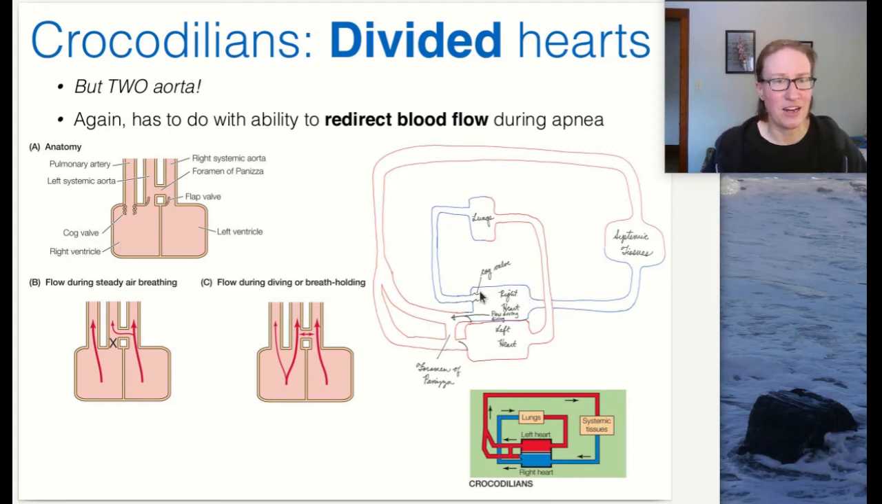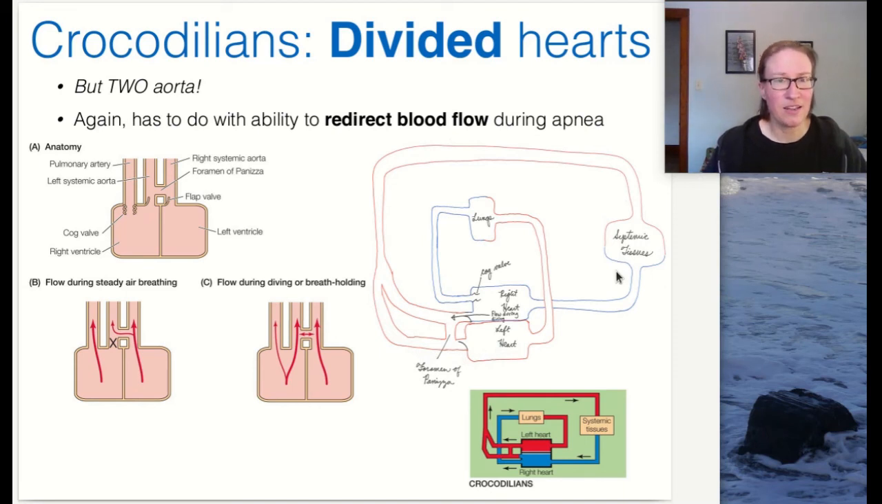So when breathing air, this cog valve will be relaxed and open. So deoxygenated blood flowing back from the systemic tissues through the right heart. Pressure forces will favor movement of that blood across the lungs, reoxygenation, traveling through the left heart, and back out to the systemic tissues, okay?